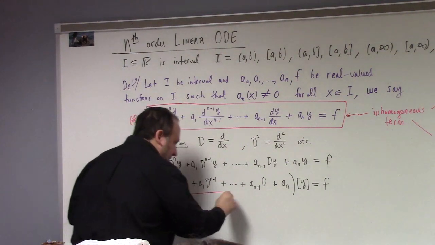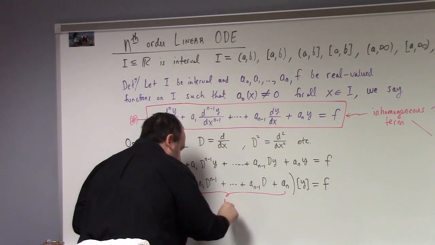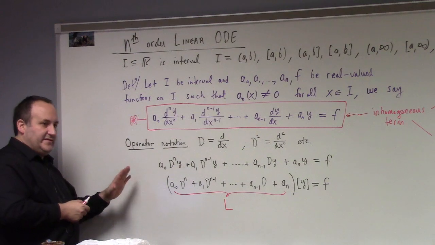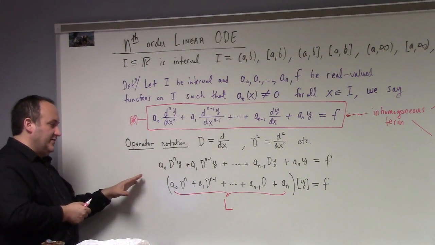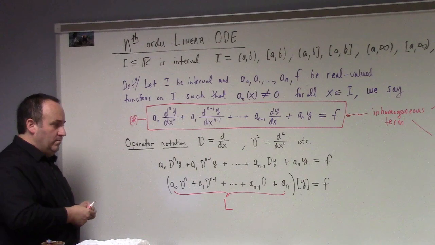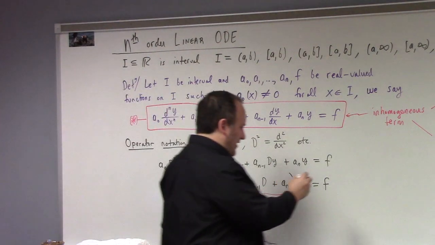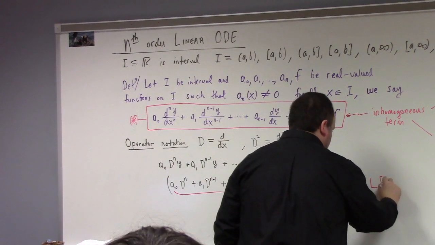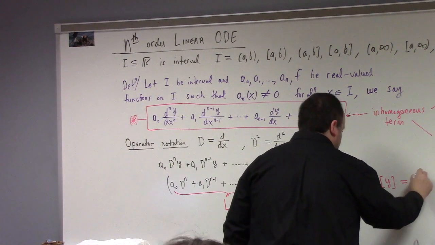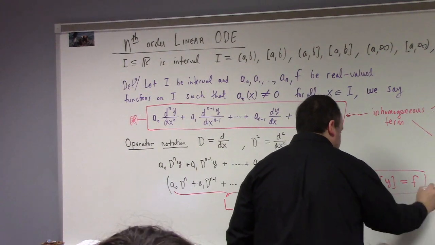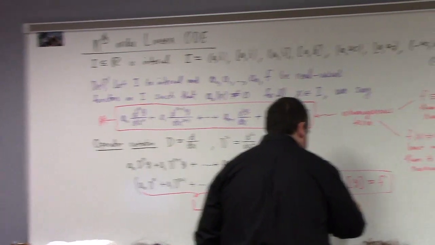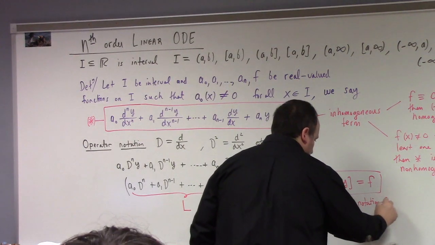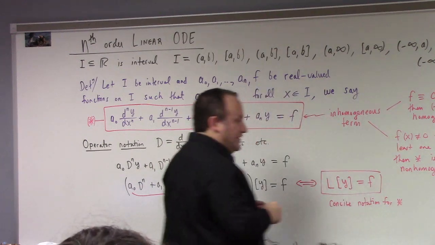See this right here, we can just give it a name, call it L, for linear transformation. See, it's a linear transformation because, excuse me, I'll get back to that, but this is equivalent to saying L of y equals f. So this right here, in brief, is a concise notation for the differential equation star.